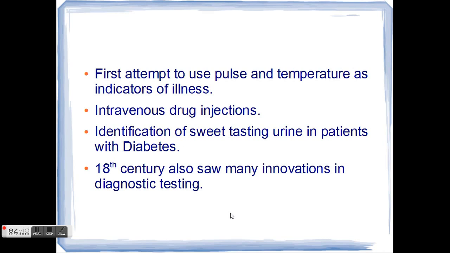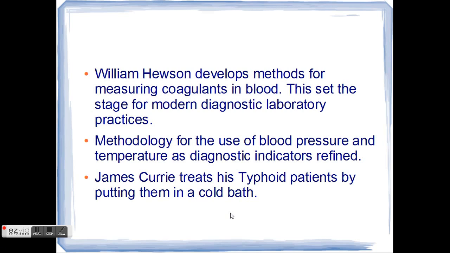In the 18th century, there are also many innovations in diagnostic testing. William Hewson develops methods for measuring coagulants in blood. Coagulants are clotting factors. This sets the stage for modern diagnostic laboratory practices. Methodology for the use of blood pressure and temperature as diagnostic factors is refined. James Currie, who was an early British physician in the 18th century, treats his typhoid patients by putting them in a cold bath as a direct result of this methodology for the use of blood pressure and temperature as diagnostic indicators being refined. Typhoid, of course, was a fever.